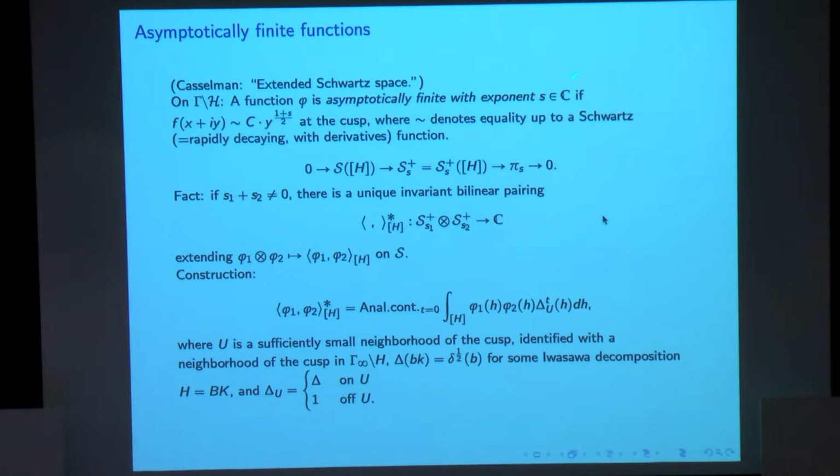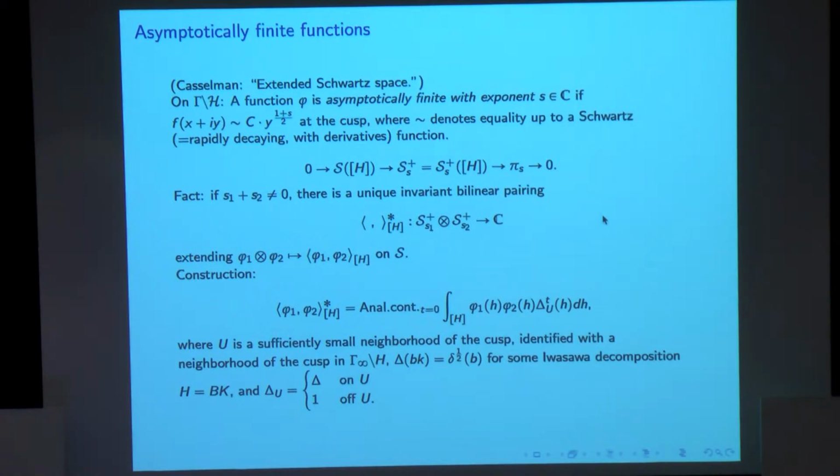A function is asymptotically finite with exponent s if, up to a rapidly decaying function, up to a Schwarz function, close to the cusp, it is equal to a multiple of y to the 1 plus s over 2. Y to the 1 plus s over 2 is this normalized exponent delta to the s over 2 that I had before. So the space of asymptotically finite functions with exponent s fits into this short exact sequence. It contains all Schwarz functions, and as a quotient, it has this principal series representation that I defined.